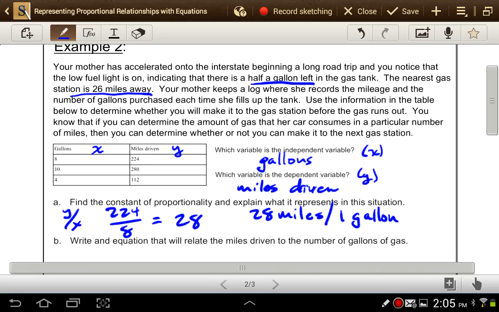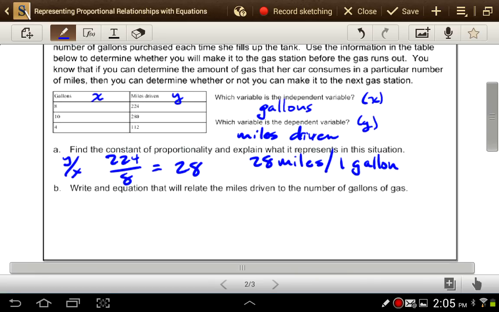Okay, next question. Move on here. Write an equation that will relate the miles driven and the number of gallons of gas. We're going to use y equals kx, so I plug in 28 for k.